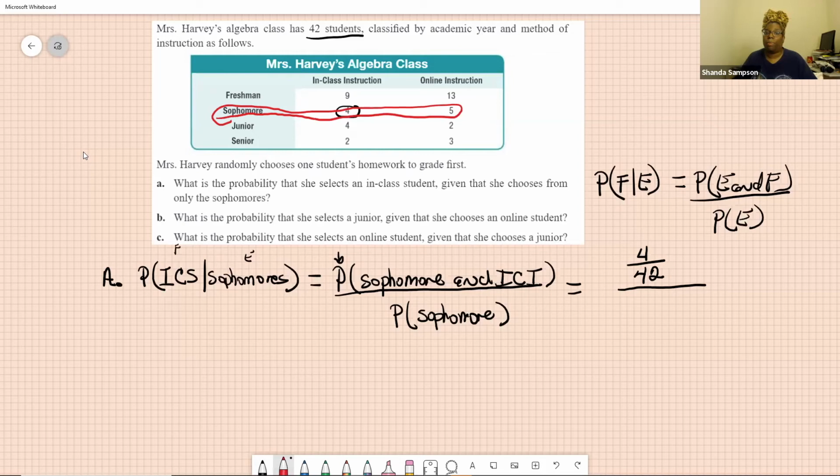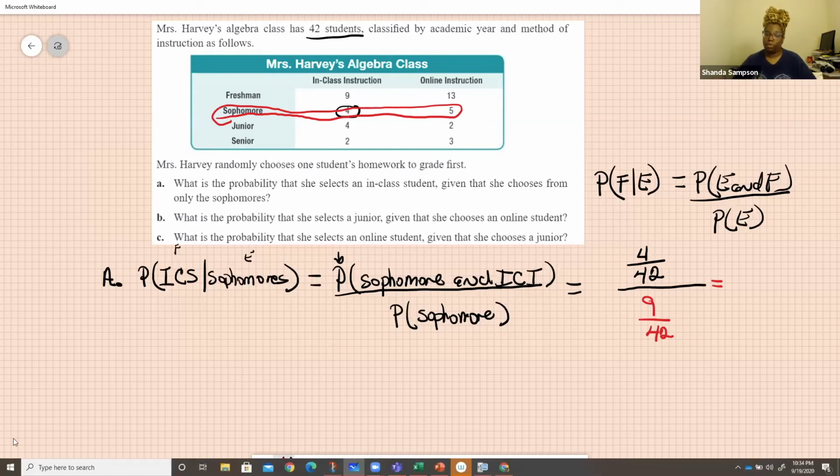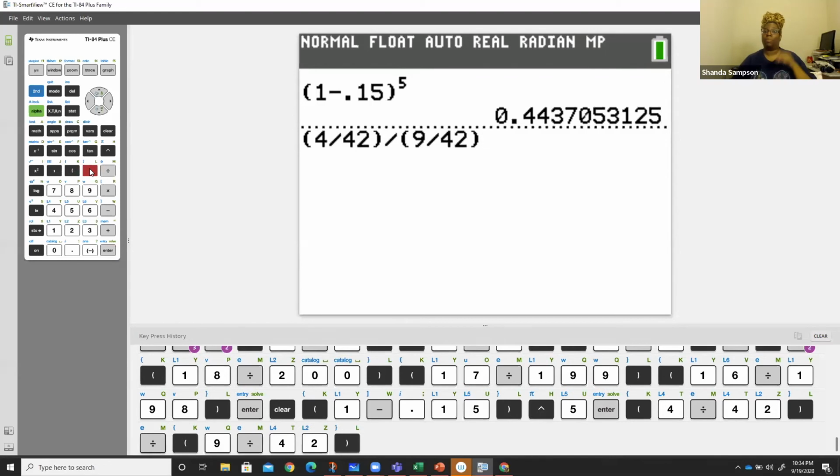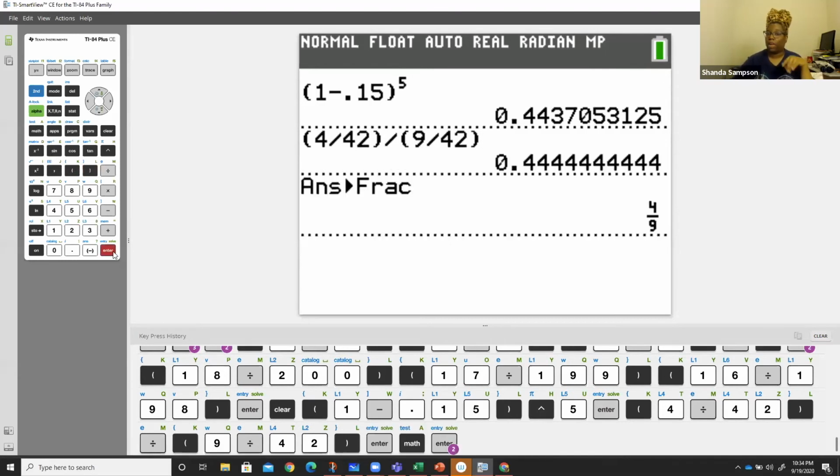So the probability of being a sophomore is 9 out of 42. If I pop that in my handy dandy calculator, 4 over 42 divided by 9 over 42. Need my parentheses. Now I'm going to show you the decimal answer, but I'm going to show you also the fraction answer. It's actually 4 out of 9.